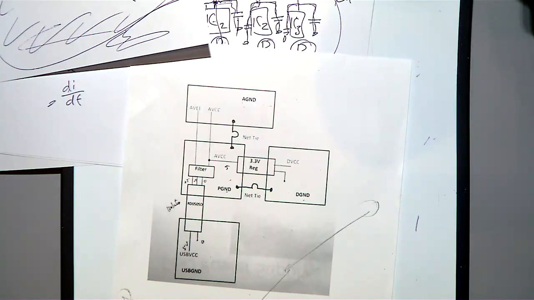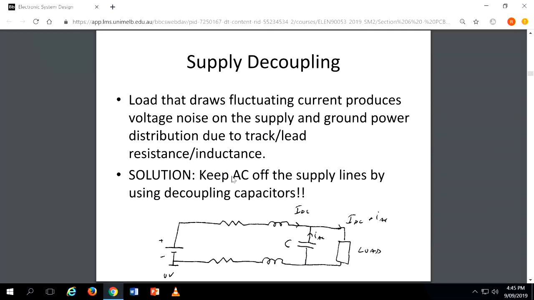So then we will be continuing the supply decoupling, but because we used the document camera and explained, now we can go through quickly. Supply decoupling. Load that draws fluctuating current produces voltage noise on the supply and ground power distribution due to track or lead resistance and inductance. So that's what we said.